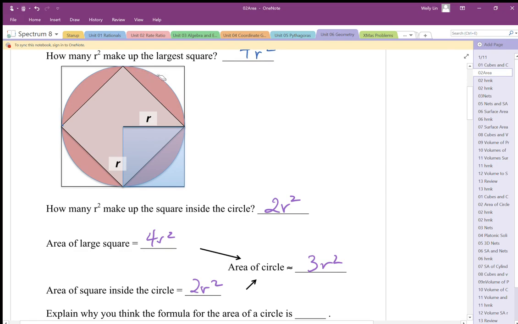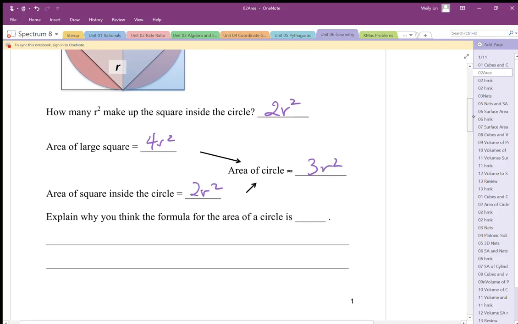If you look at the area outside the small square and the area inside the big square, those areas aren't too far off. I would maybe say that one's slightly bigger, so it's a little bit more than 3r squared. So 3r squared is a reasonable estimate of that area.